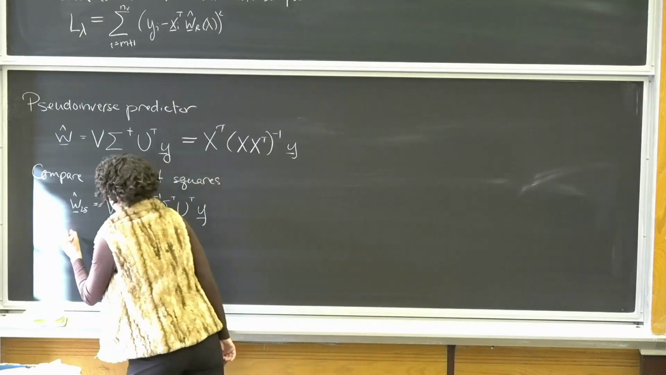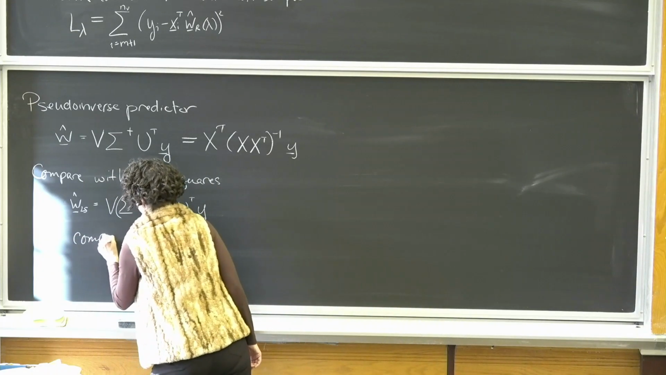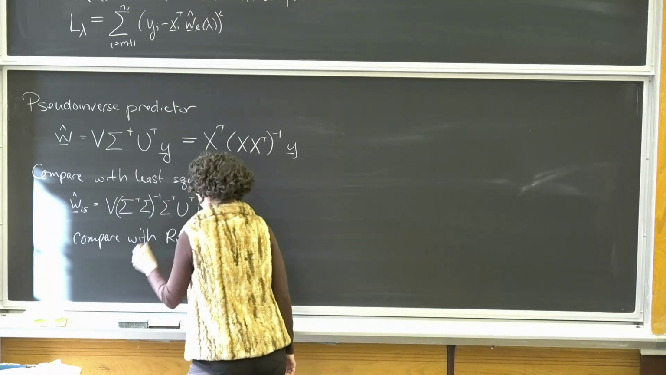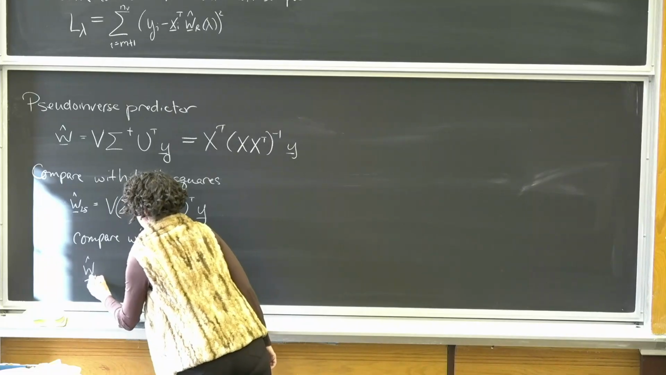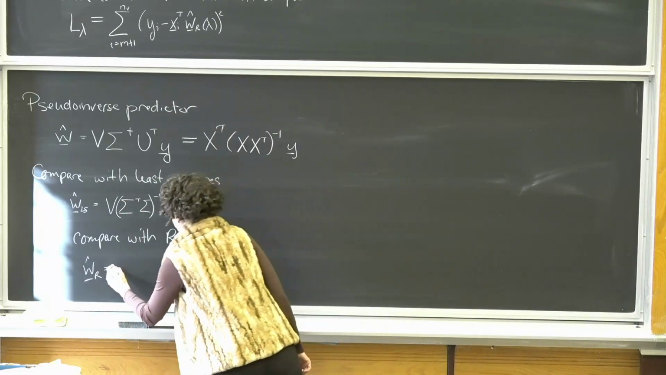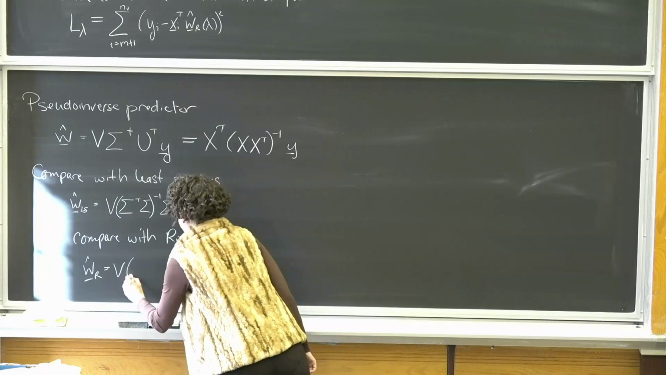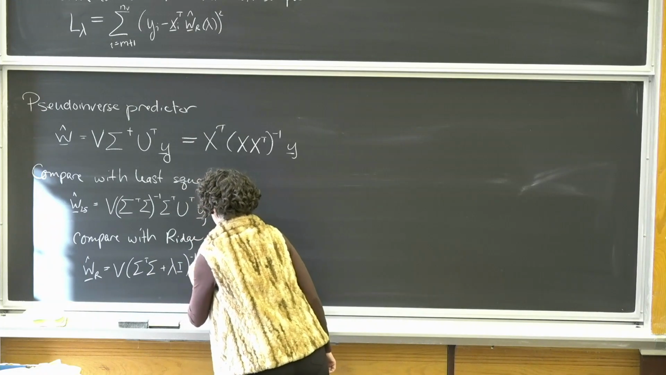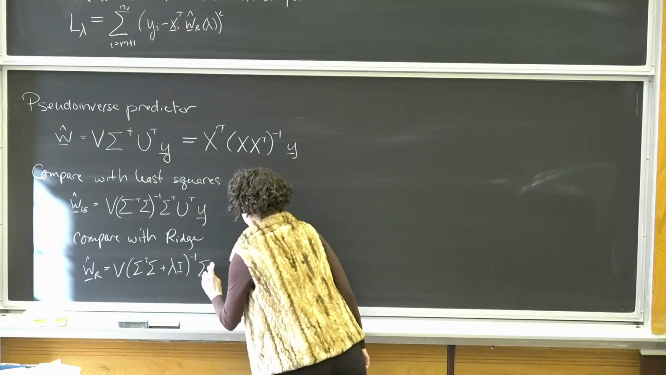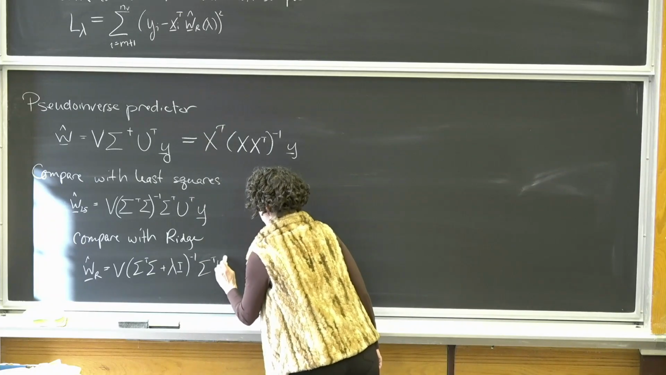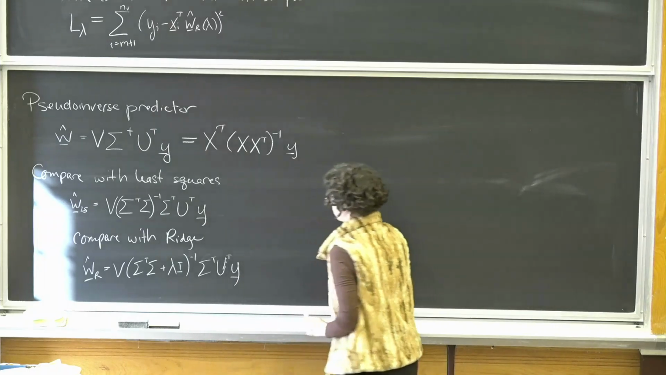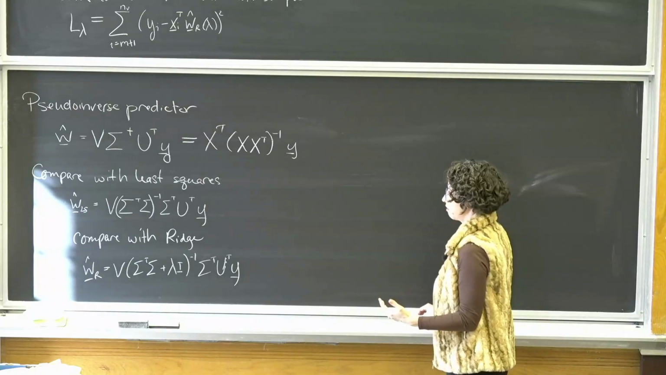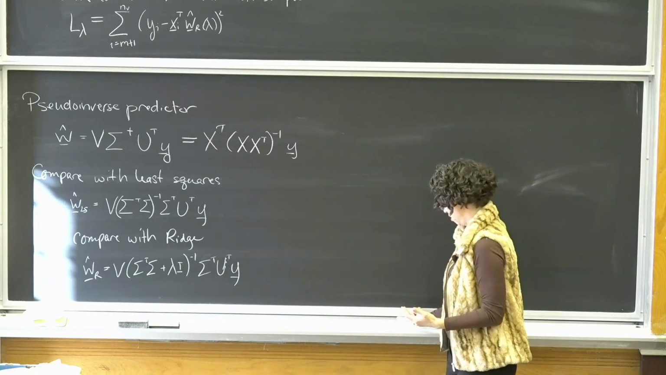And we can also compare with ridge, where we had W hat ridge equal to V times sigma transpose sigma plus lambda identity inverse, sigma transpose U transpose times Y. So now we've got three different expressions for three different weight vectors that we can use to fit our training data.